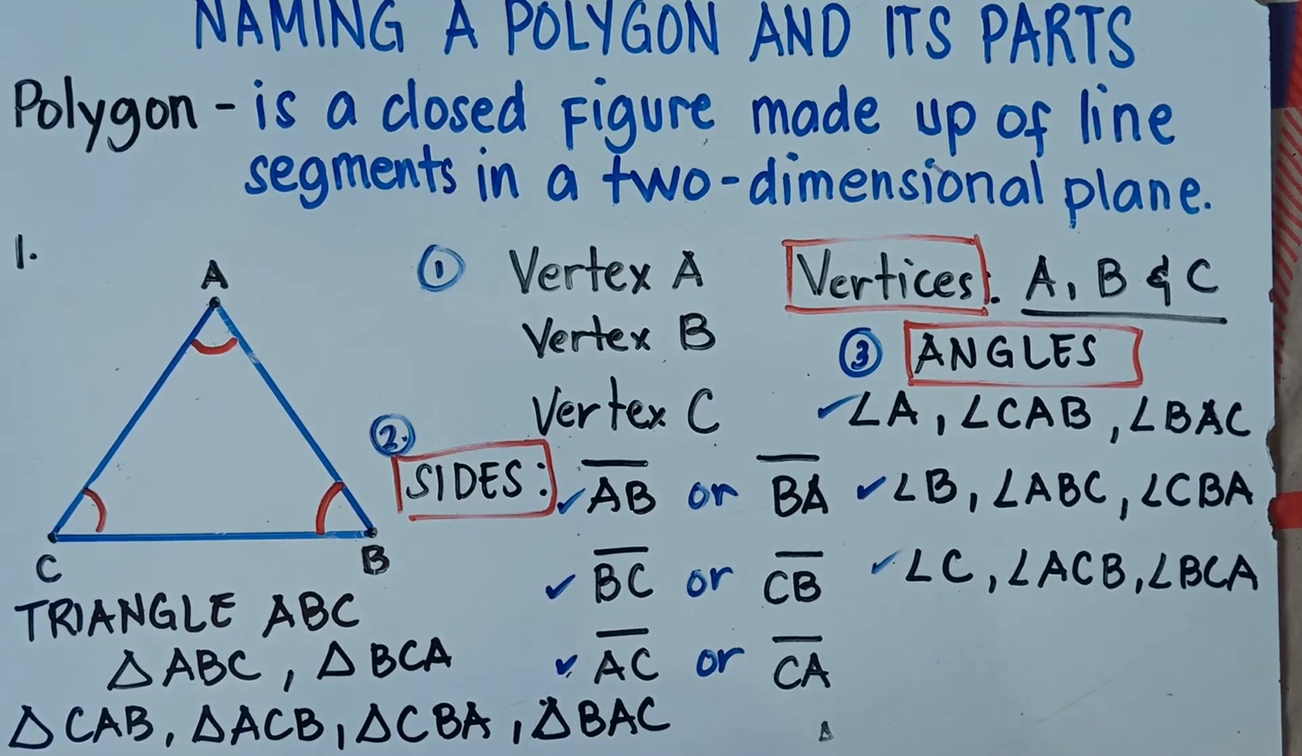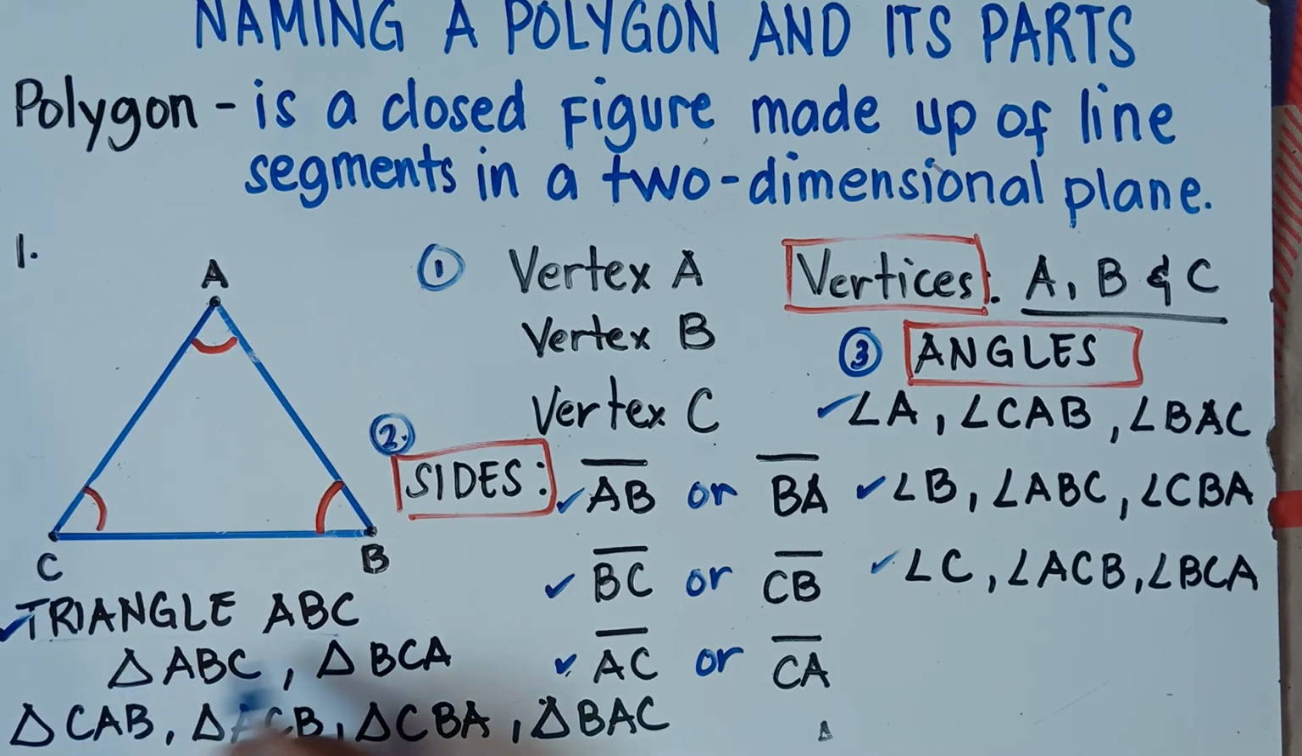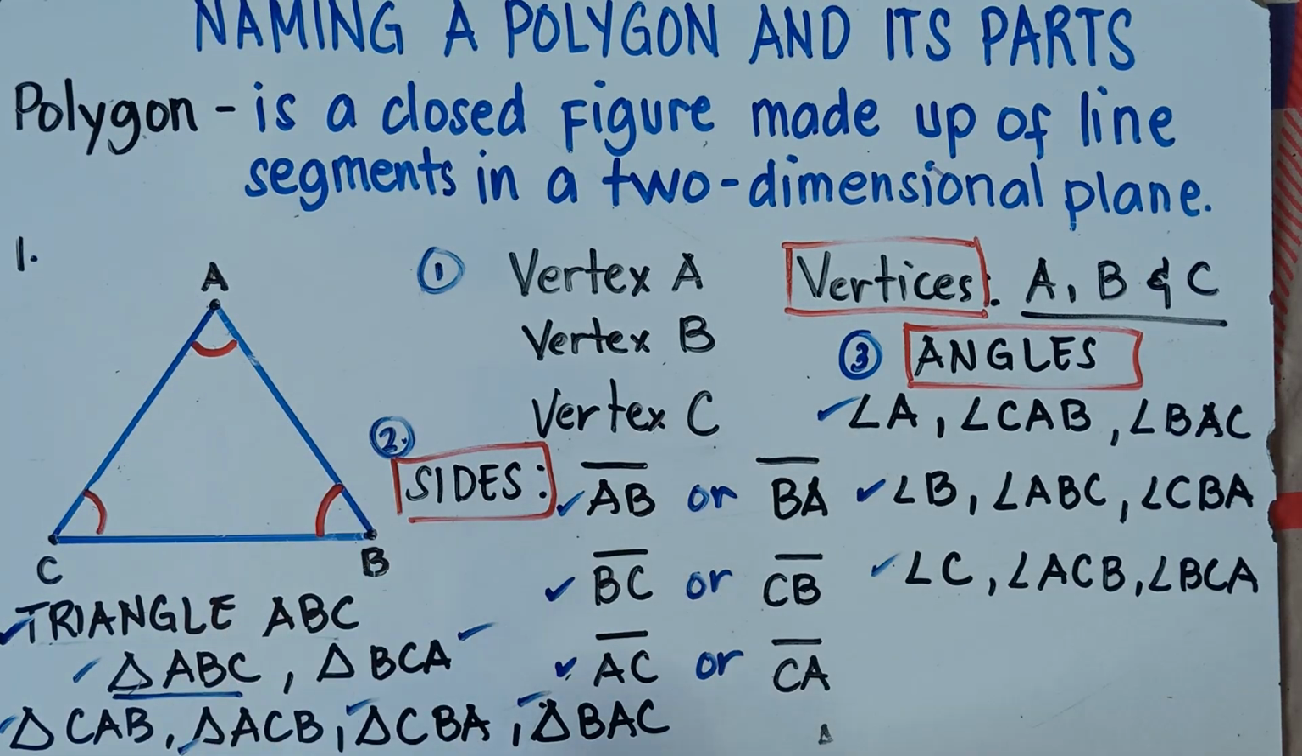Alright, so that's how you name the triangles, class. We have 6 names for this one. We have triangle ABC, or we can write this given illustration right here. This marking is what we call triangle. So we have triangle ABC, triangle BCA. This one, 1, 2, 3, 4, 5, 6. So we can name this triangle with 6 names: triangle ABC, triangle BCA.